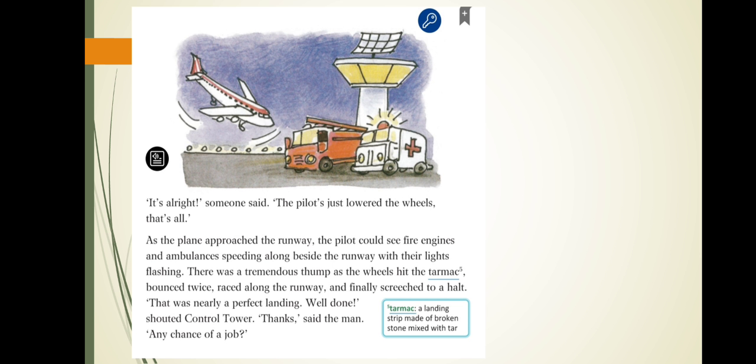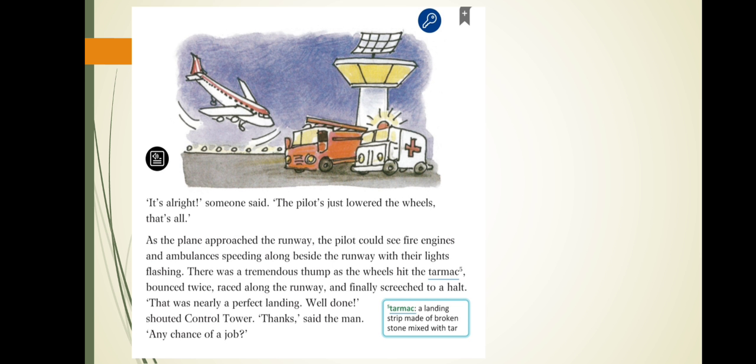So if anything went wrong, they were there, the fire engines and the ambulances, to take the people for immediate treatment. Or if something caught fire, the fire engine was there. And if people were injured, or in any bad situation, the ambulances and the fire engines were there, flashing their lights beside the runway, to handle the worst situation.